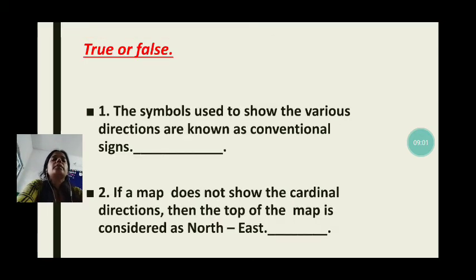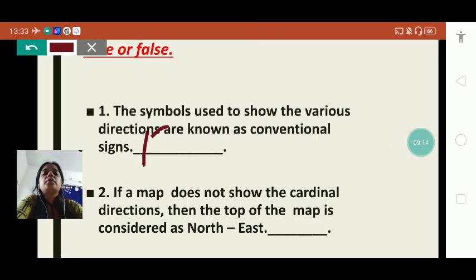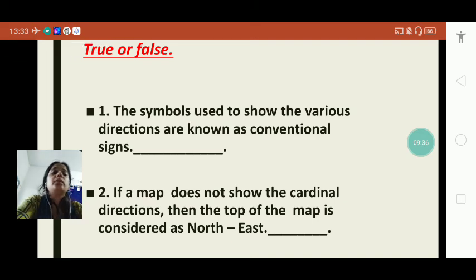Next we can see true or false. The first one: symbols used to show the various directions are known as conventional signs. It is false, because symbols are used to show certain features. Next one: if a map does not show the cardinal directions, then the top of the map is considered as northeast. It is also false. The top of the map is considered as north only.